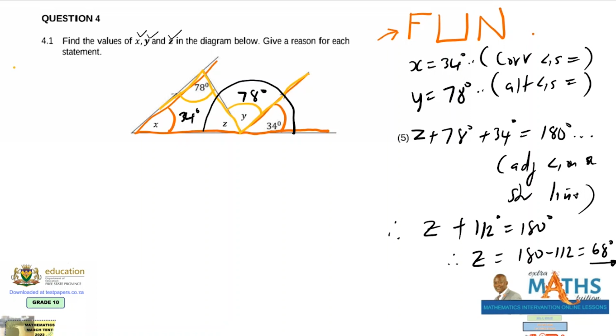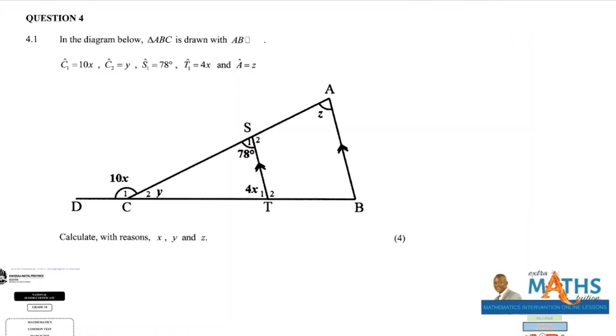Right, now let us look at the second problem. This problem was taken from a national paper. Again, it was March 2022. Now, on this question, you were supposed to find, in the diagram below, ABC is drawn with AB. C1 is equal to 10x, C2 equal to y, S1 78, T1 4x, and A equal to z.